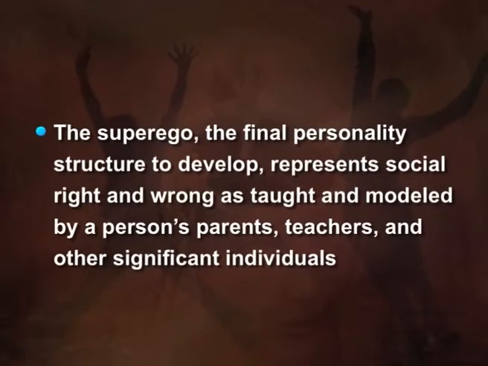Thirdly, the superego, the final personality structure to develop, represents social right and wrong as taught and modeled by a person's parents, teachers, and other significant individuals. The superego internalizes representation of the values and morals of society as taught by parents. It is composed of conscience, which incorporates all the things that the child is punished for or reprimanded, and the ego ideal, which includes those actions the child is rewarded for doing.